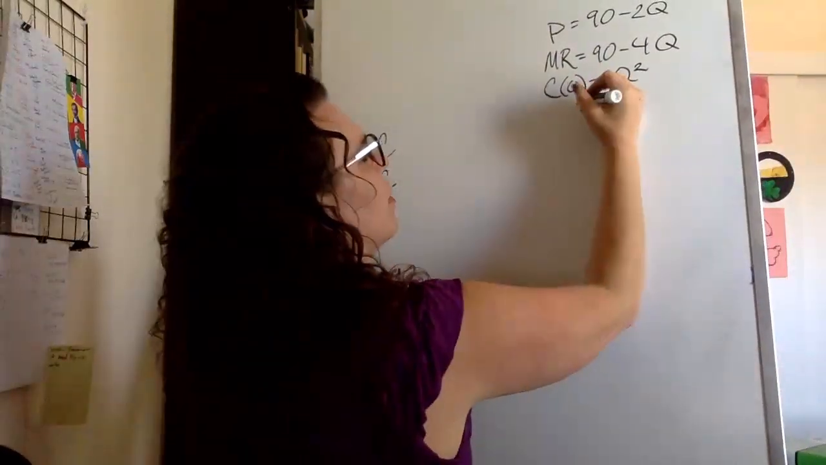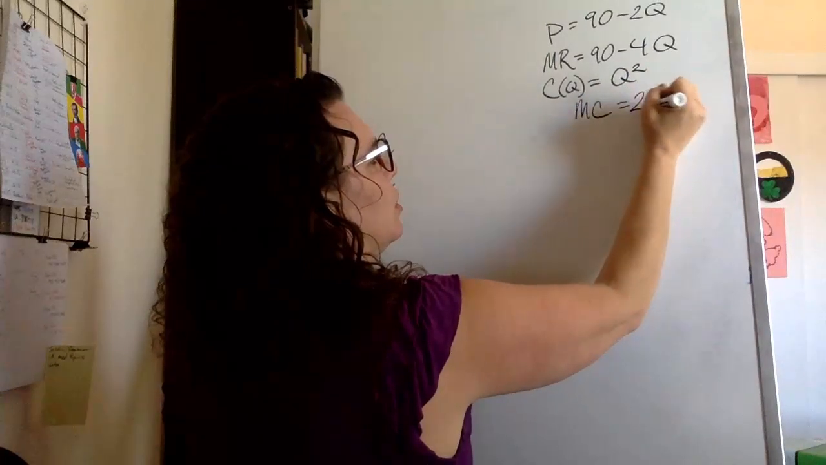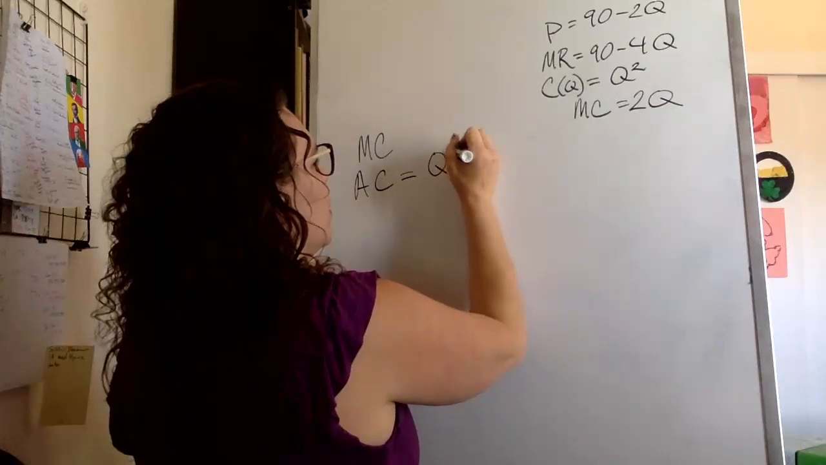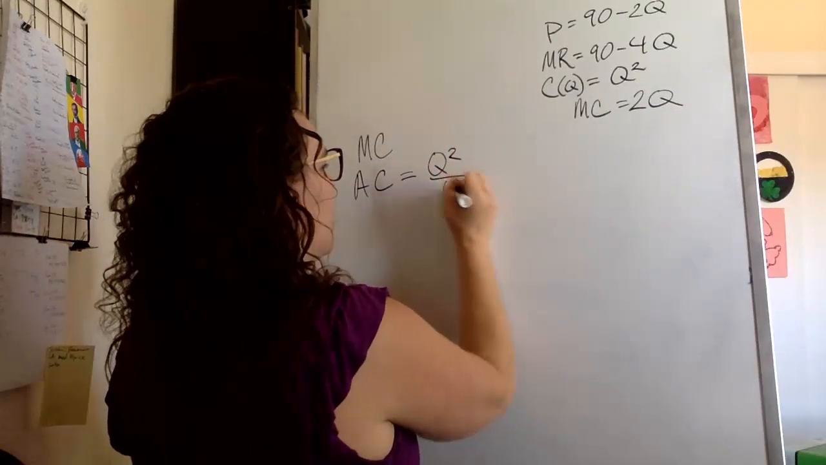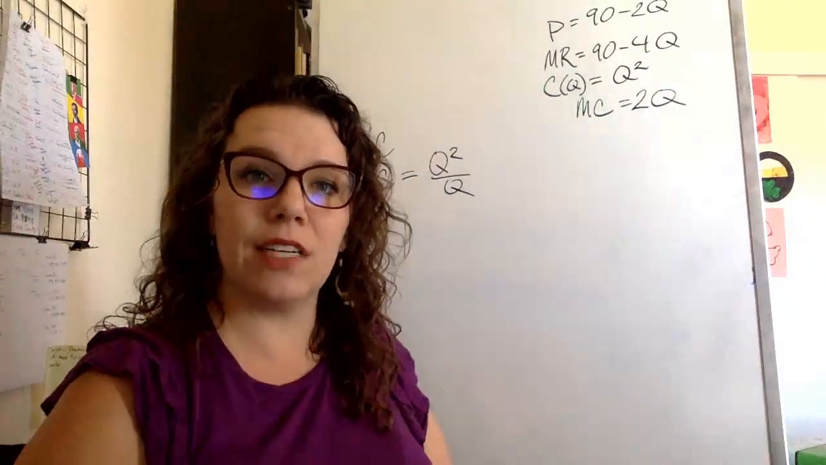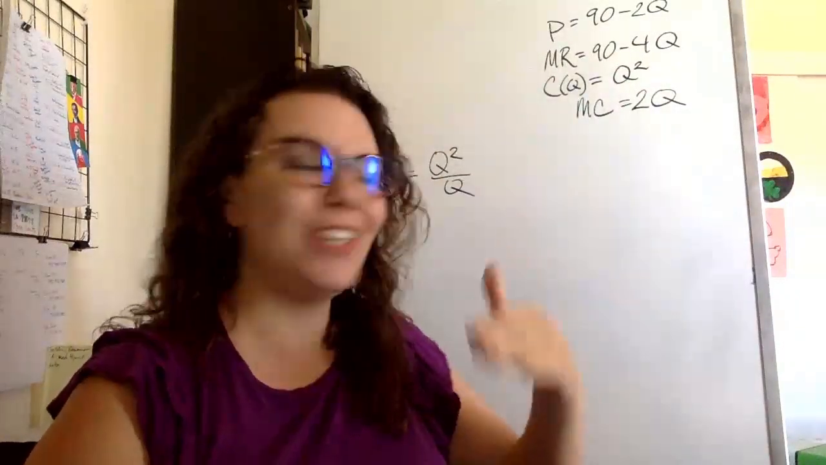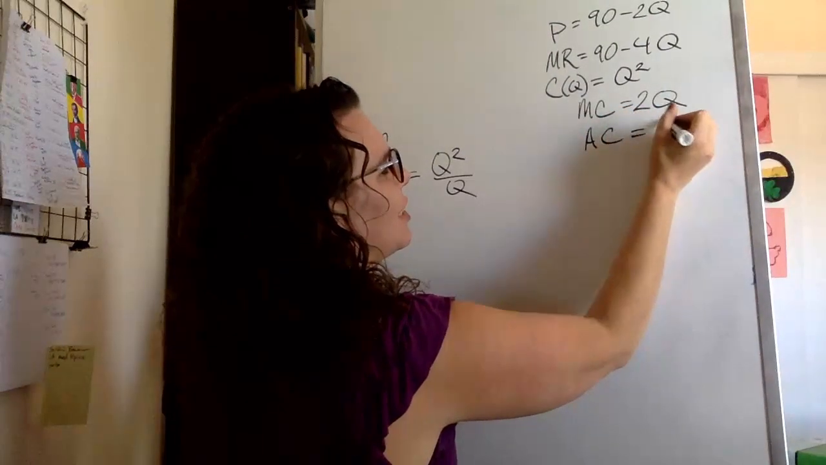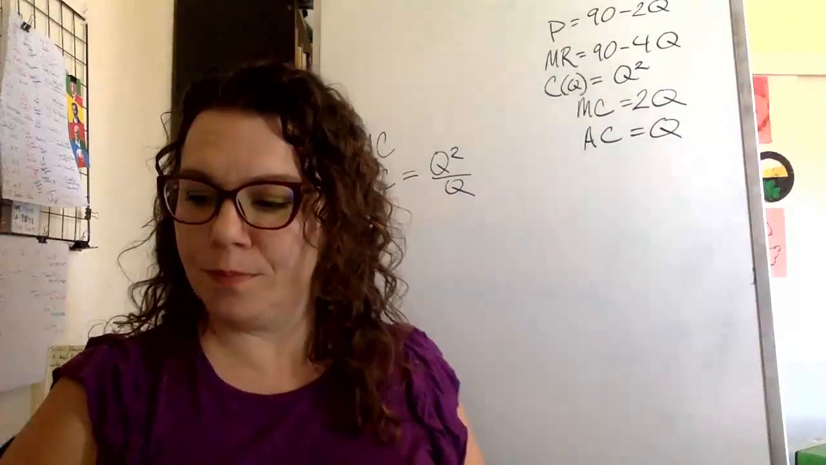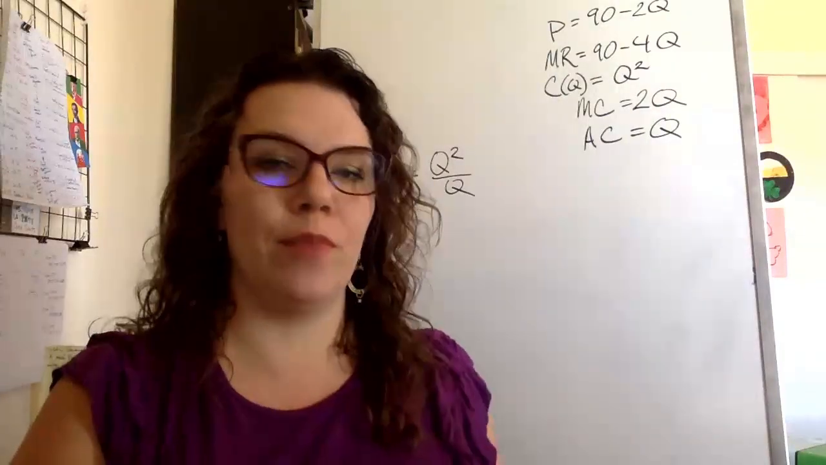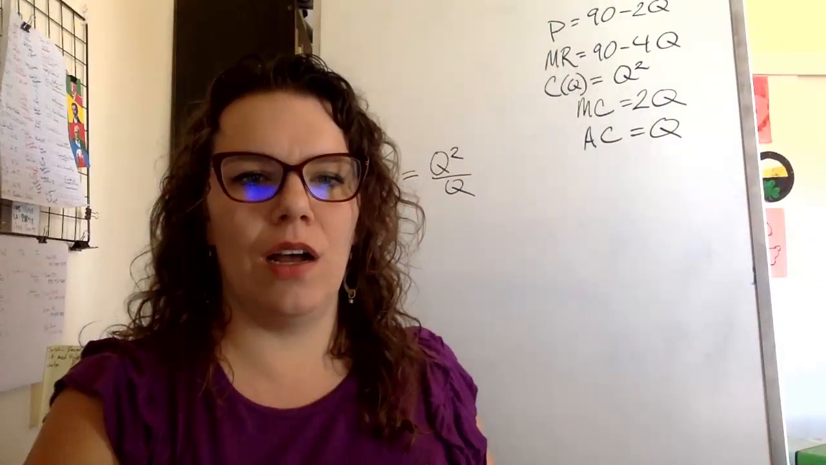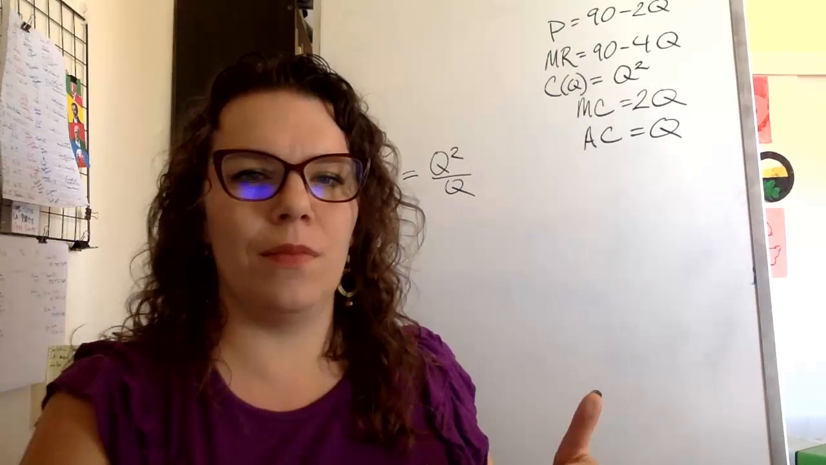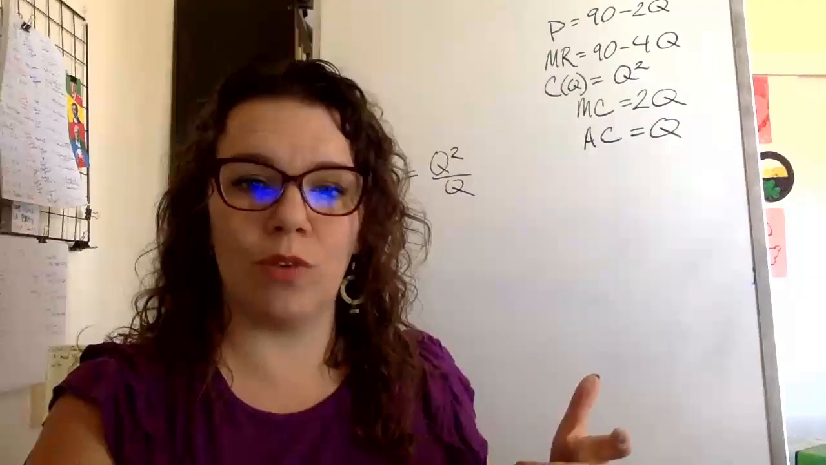So now we have marginal cost is equal to 2Q, and then average cost is going to be Q squared divided by Q, because average cost at any level is going to be cost divided by Q. So that gives us an average cost function that's just Q. Okay? So far, so good, right? Pretty straightforward. So we've used the cost function to find average cost, and we calculated the marginal revenue curve.